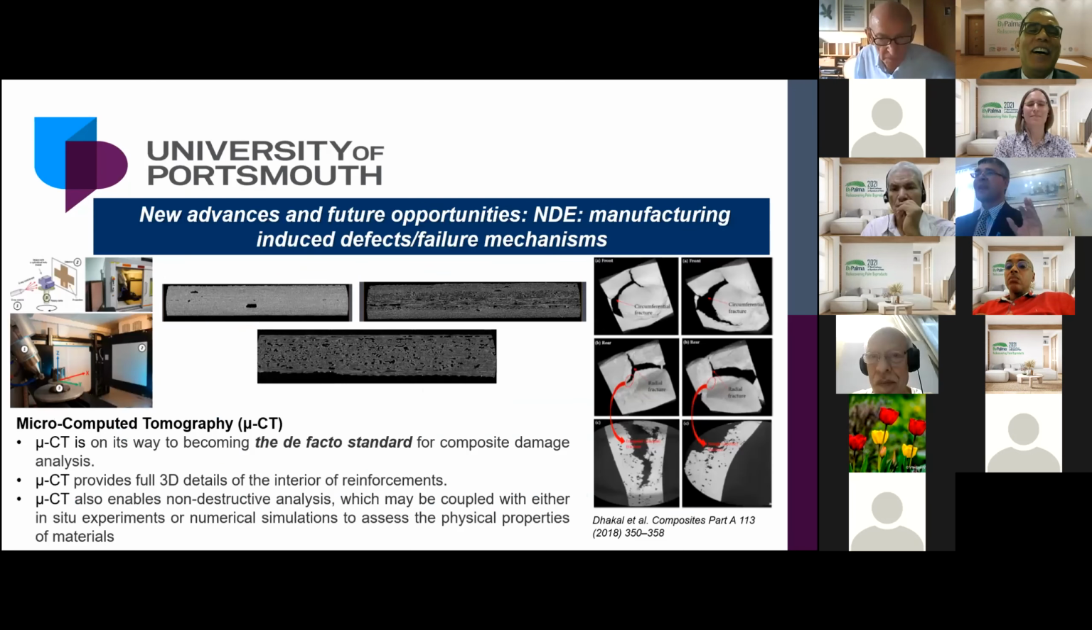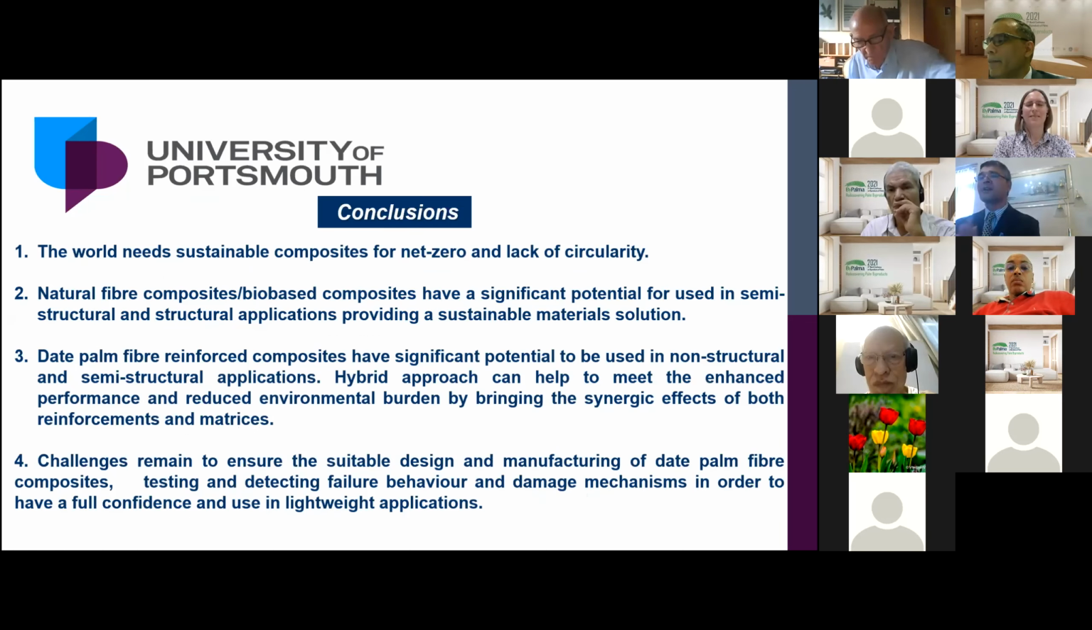I finished that. Sorry. And then we have characterization techniques, understanding the mechanical behavior, what happens, failure behavior using X-ray microscopy, and the conclusion. Obviously, we need sustainable materials. Bio-based composite is a solution. Dead palm fiber can be a very good material, but the mechanical performance still has a long way to go. But we can use certain approaches to enhance this behavior. Obviously there are challenges in designing, manufacturing, and other aspects coming with that.